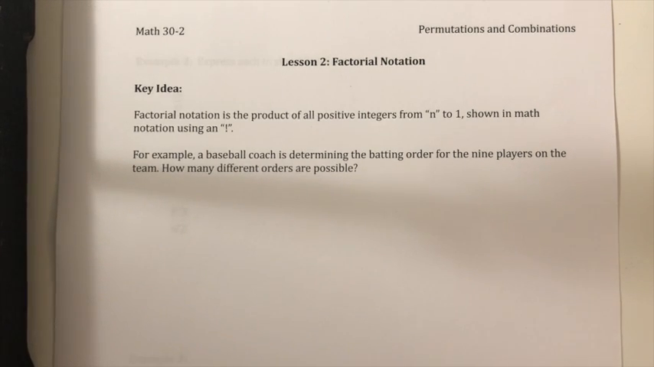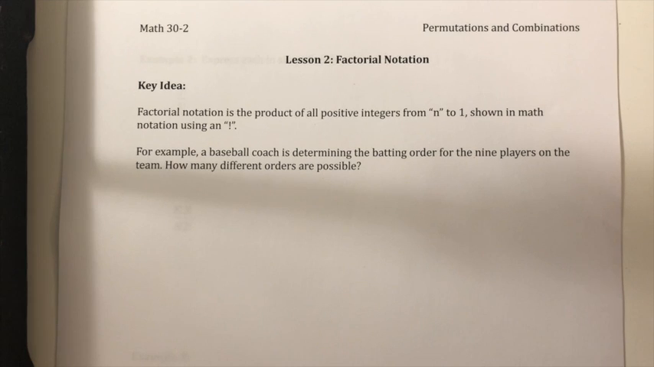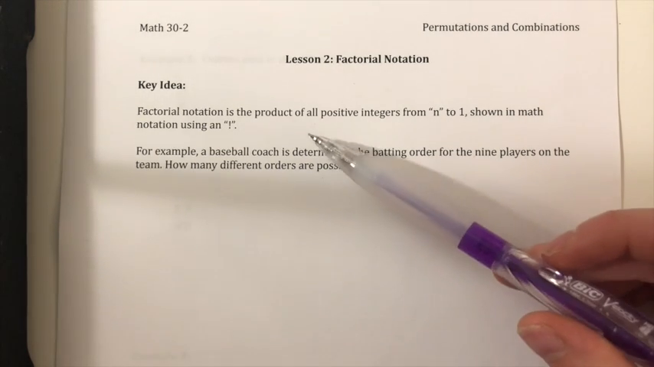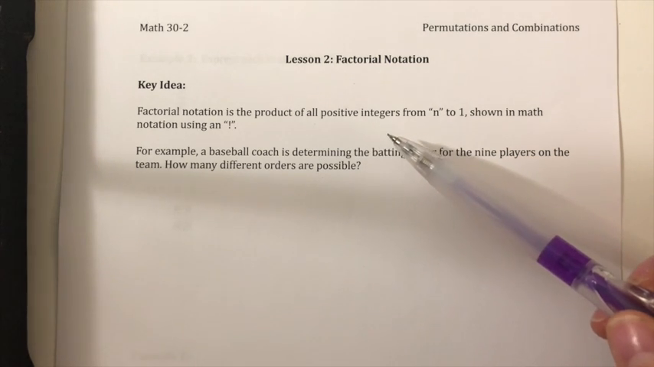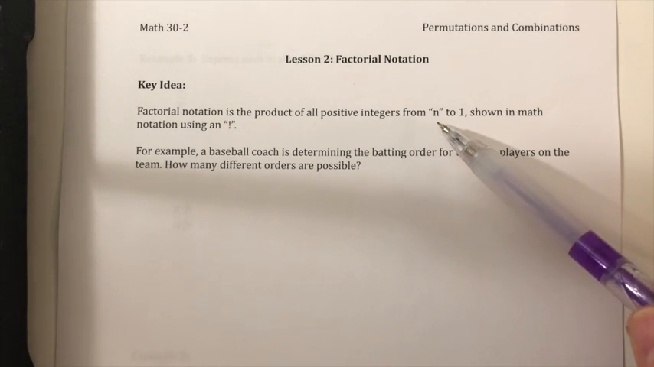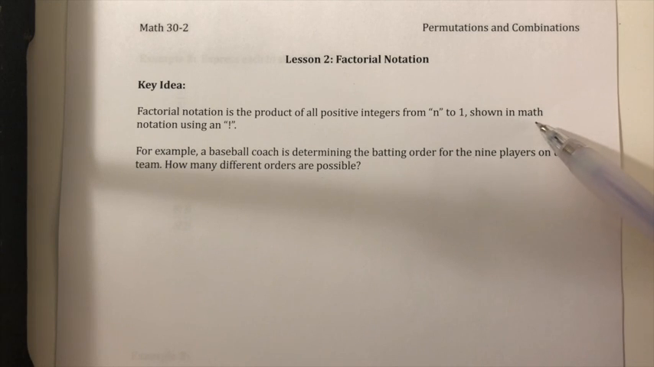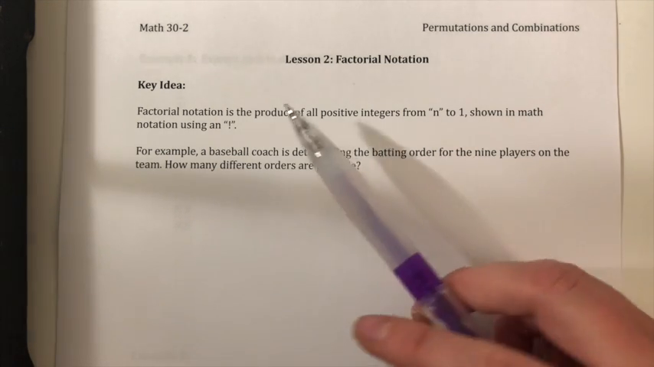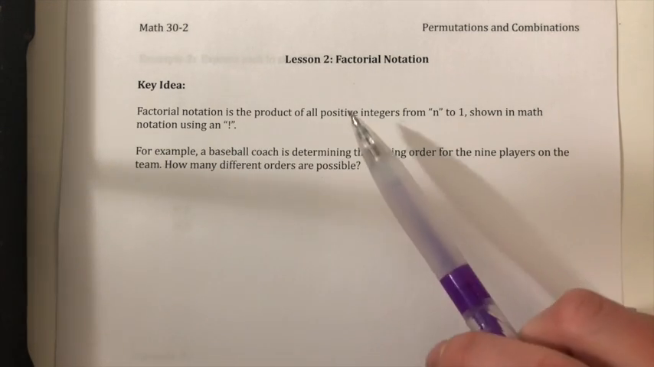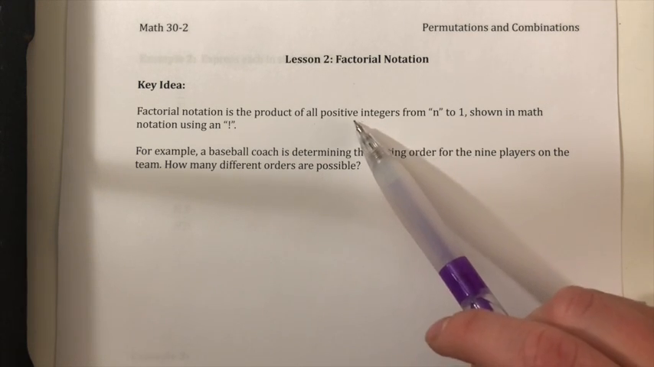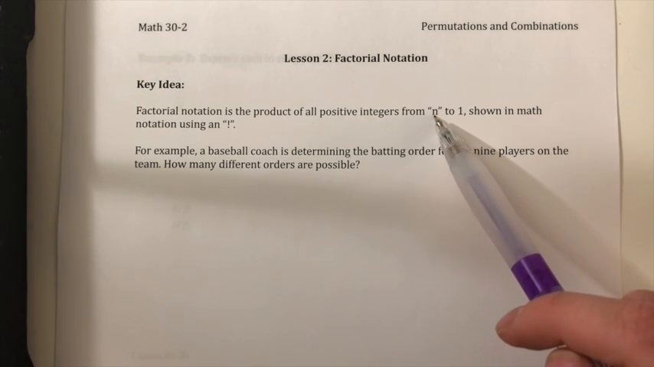So our next lesson is factorial notation. Factorials are an easier way, I mentioned this yesterday, to calculate some of those fundamental counting principle instances. The key idea today is factorial notation is the product of all positive integers from n to 1, shown in math notation using an exclamation mark. This is only for positive numbers.